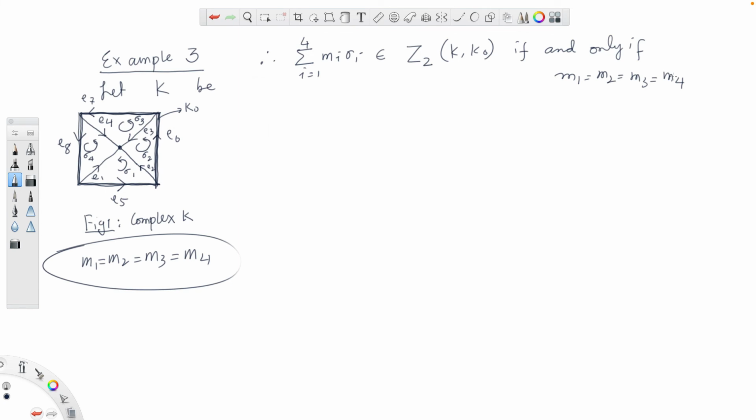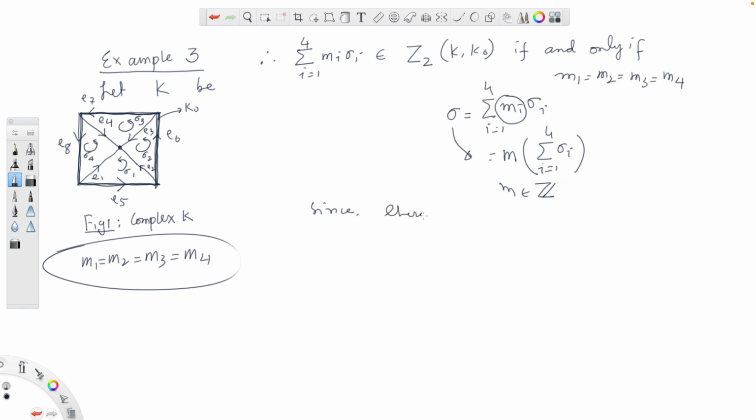Okay, which means that in this expression of the relative 2 cycle, all the coefficients should be the same. Which means that this guy has to be an integral multiple of this guy. Some multiple m where m is in Z. Okay, good.